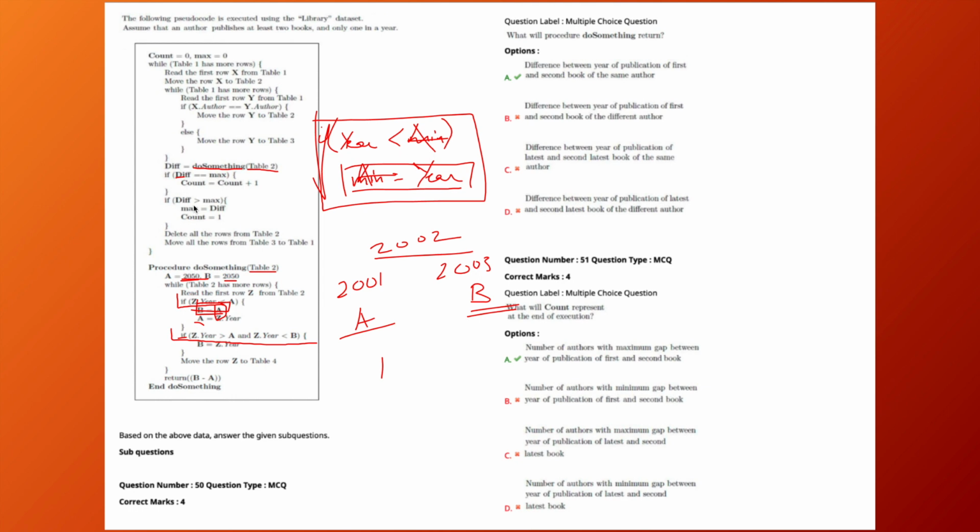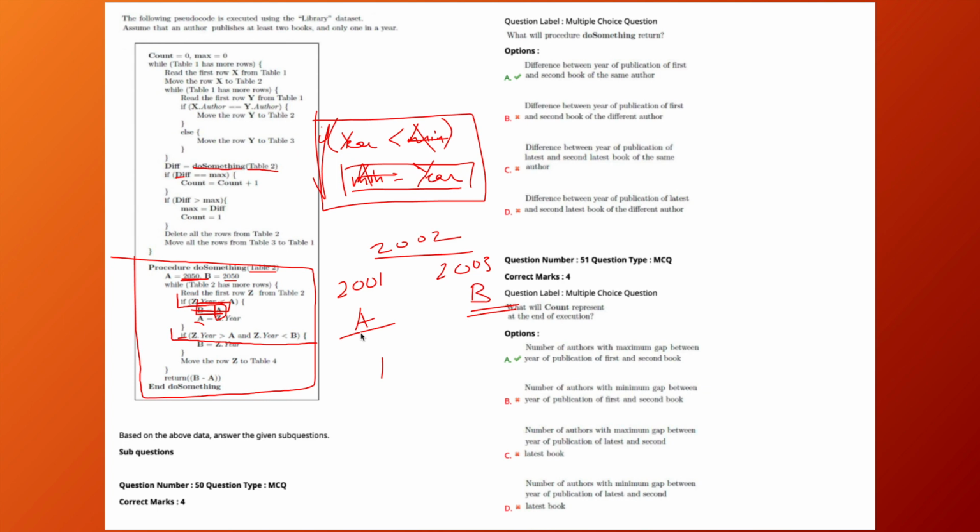So that is what do something is doing here. We already know that do something, what is it doing? It is basically finding out the difference in years. So as I told you, if 2 books have the same author, that means this particular author has 2 books, and if there is a difference of say 1 year, this is what do something is going to find out: the difference in the years of subsequent publication of books. And that is the correct answer for what the procedure do something will return.